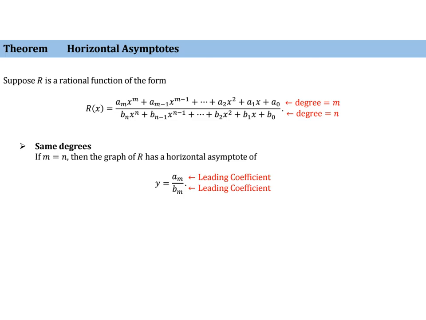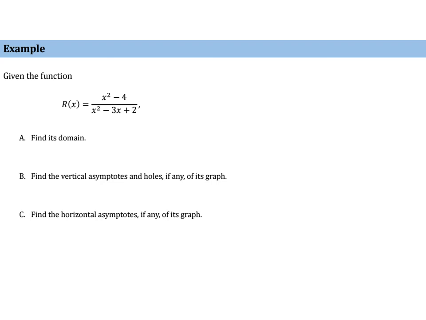Now what happens if the denominator has a larger degree? If that happens, then the horizontal asymptote is simply y equals 0. Let's take a look at an example.